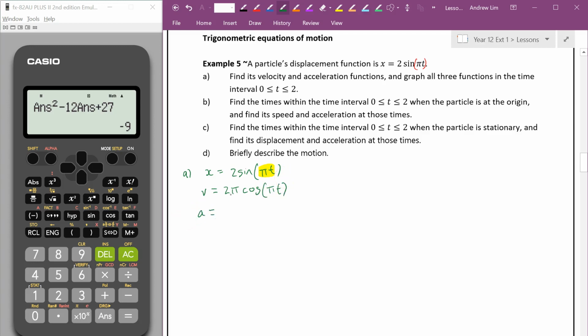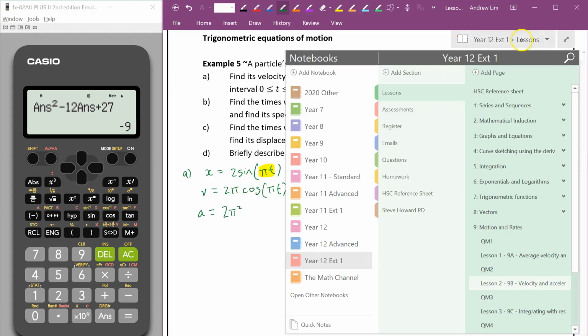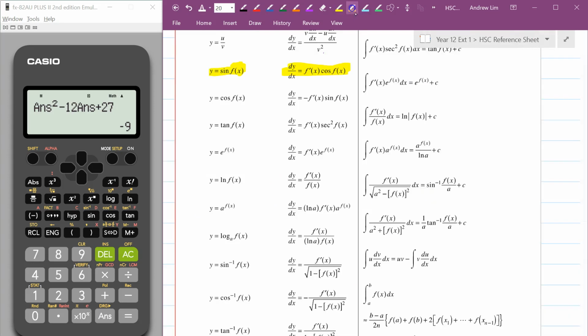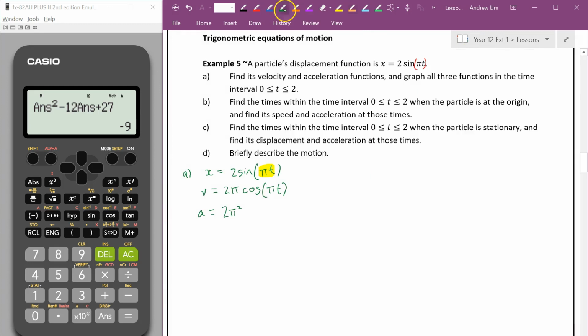To get acceleration, we differentiate a second time. Again, we need to differentiate pi t with respect to t to give us pi. So we bring that out to the front, and we get 2 pi squared. When we differentiate cosine, we actually get negative sine. Okay, so we look back here. When we differentiate cosine, we get negative sine. Okay, so negative we'll bring out to the front. Maybe I'll just rewrite that, minus 2 pi squared sine of pi t. Alright, so we found the velocity, we found the acceleration functions.